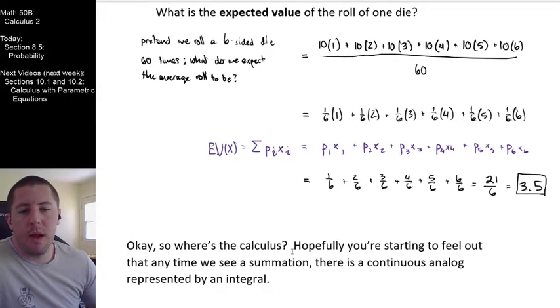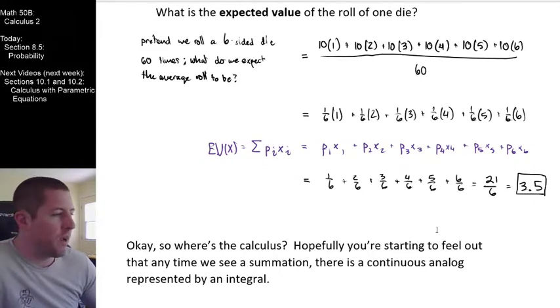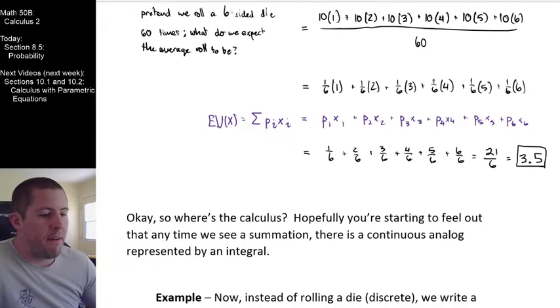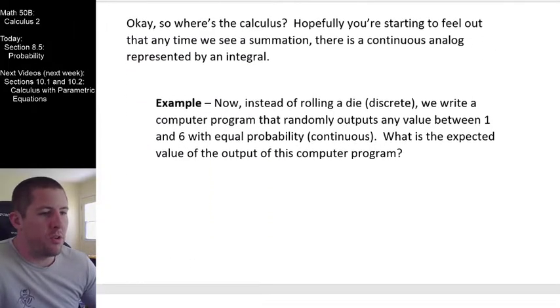So where's the calculus? Well, hopefully you're starting to feel out that anytime we see a summation that looks like this, there is a continuous analog that's associated with that, represented by an integral, right? So let's modify our problem a little bit so that we can use that type of concept. Now in our example, we're going to do something very similar to rolling a six-sided die, but we're going to look at the continuous version of it instead.